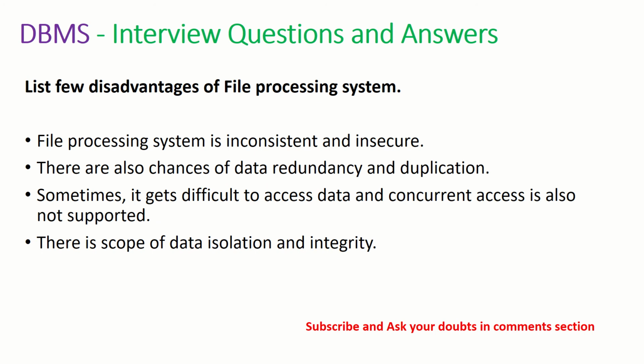List a few disadvantages of file processing systems. So a file processing system is always inconsistent and insecure. There are also chances of data redundancy and duplication. Sometimes it gets difficult to access data, and concurrent access is not supported. There is scope for data isolation and integrity problems.